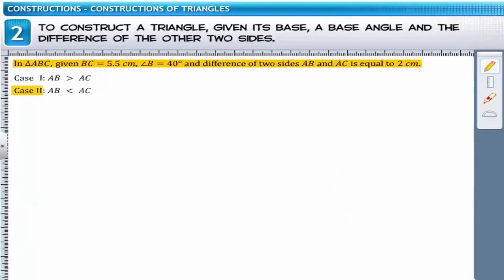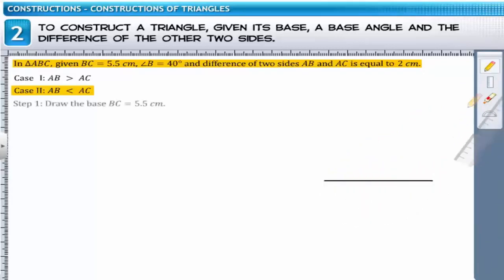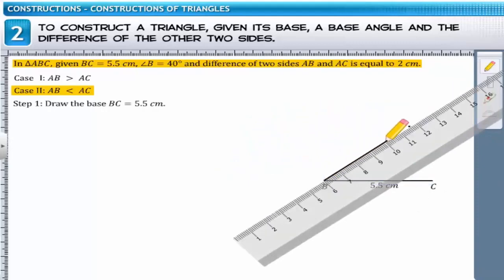Let's now construct a triangle of the second case with the given data. Here in triangle ABC, side AB is less than AC. The first step is exactly the same as it was in the first case. Draw the base BC with a length of 5.5 centimeters. At point B, make an angle CBX equal to 40 degrees.